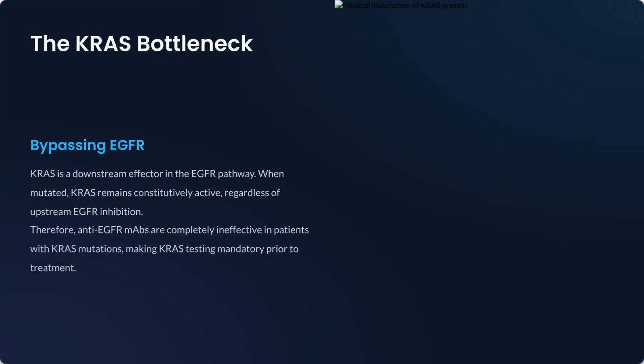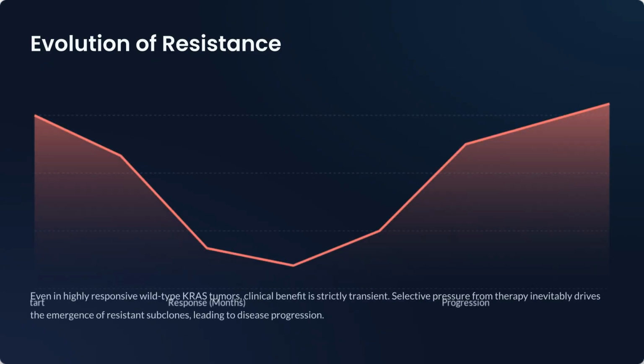Mutations in KRAS bypass the EGFR block, resulting in constitutive downstream signaling. This renders anti-EGFR monoclonal antibodies completely ineffective, necessitating KRAS testing before treatment. Even when initial therapy is successful, treatment benefit is temporary. Selective pressure eventually leads to the emergence of resistant subclones, driving disease progression in all cases.